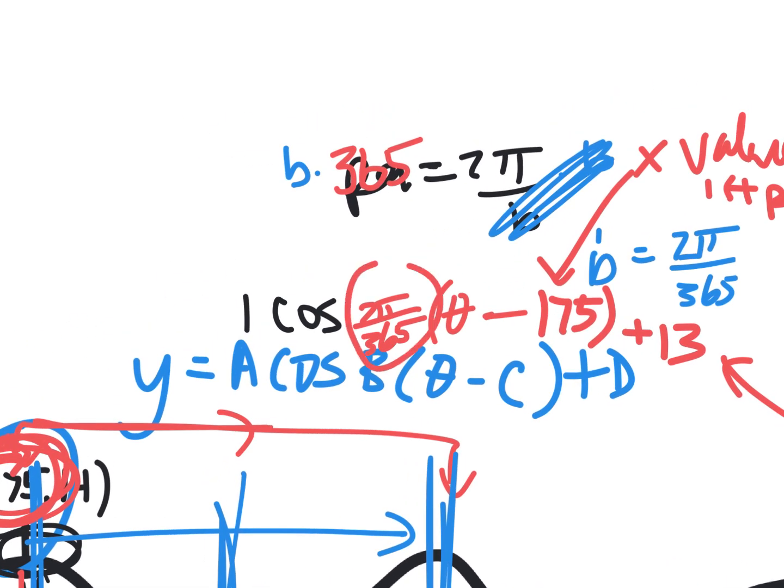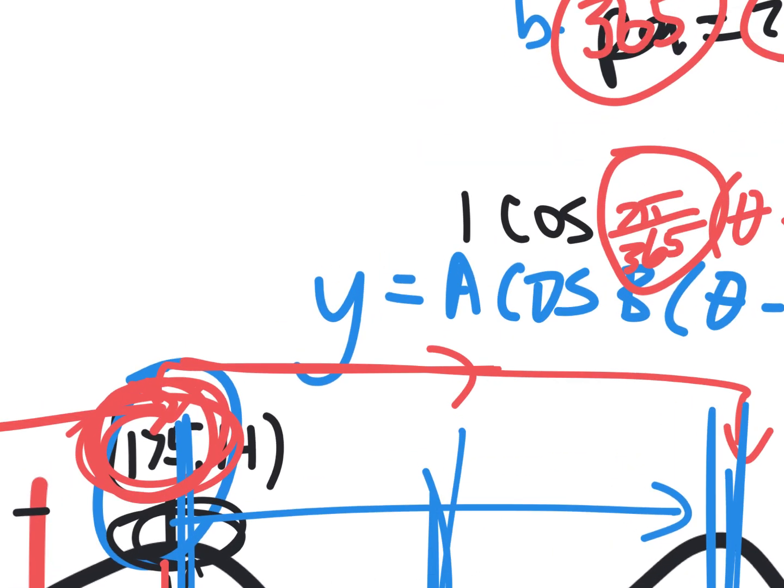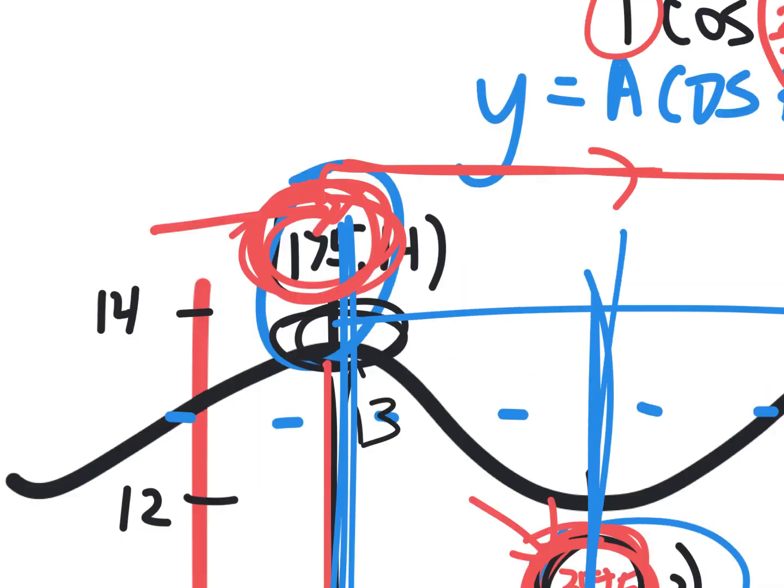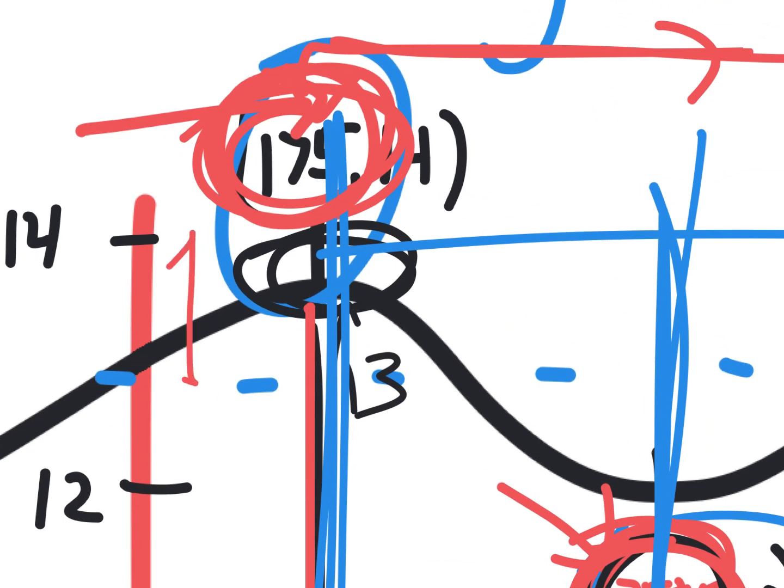This, if you're dealing with something that has a year, then you can use 365 as the period of it. So then you're always going to end up with a 2 pi and a 365, so it's 2 pi over 365. And last but not least is the a. How did I get the a being 1? That's because the midline from there up to the peak was 1. From 13 up to 14.